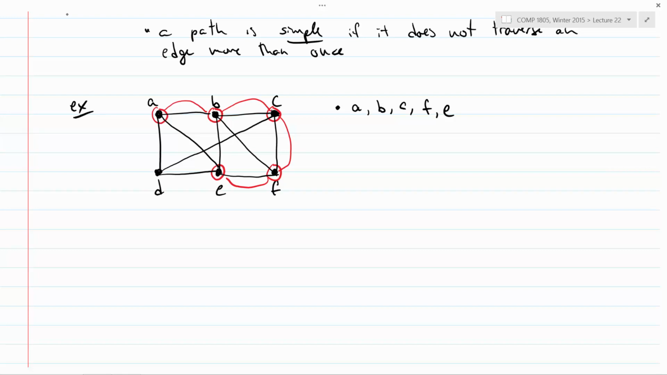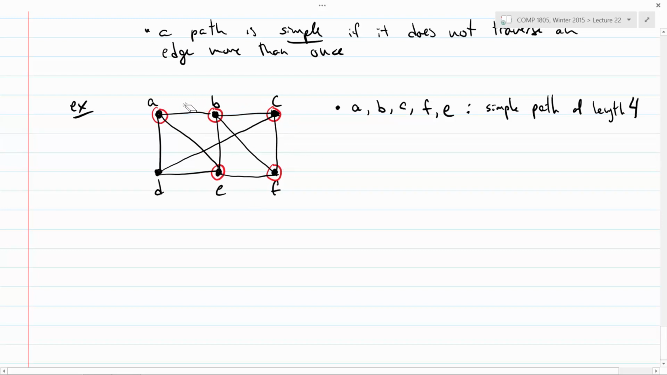Oh, this is just an arbitrary example. This isn't the shortest path or anything like that. That's a different problem. So A, B, C, F, E is a simple path of length 4. All right. So let me do some more examples here.